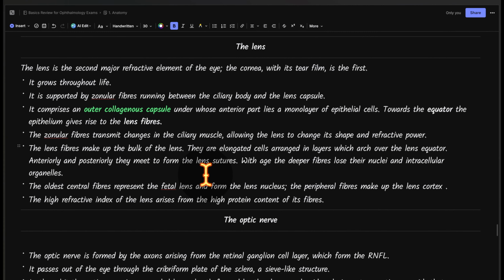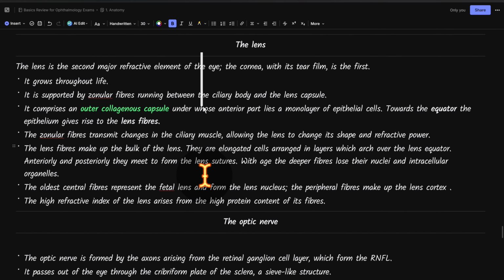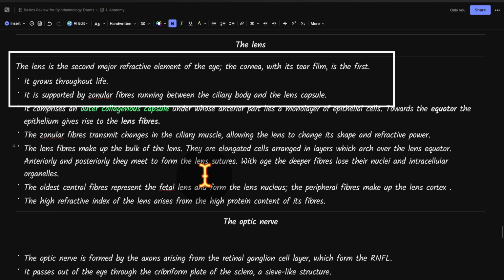Now let us discuss the anatomy of the lens. The lens is the second major refractive element of the eye, and the cornea with its tear film is the first. So the lens grows throughout life, and it is supported by the zonular fibers, and these fibers run between the ciliary body and the lens capsule.